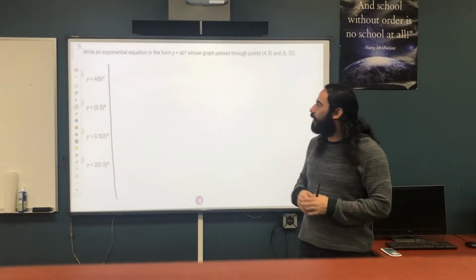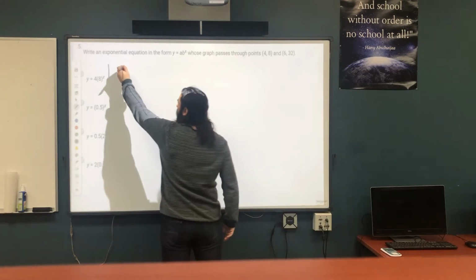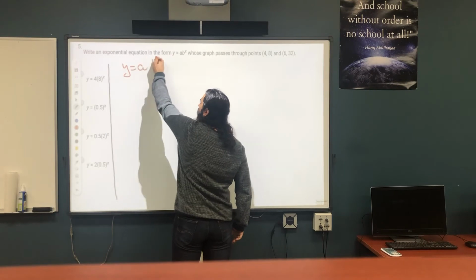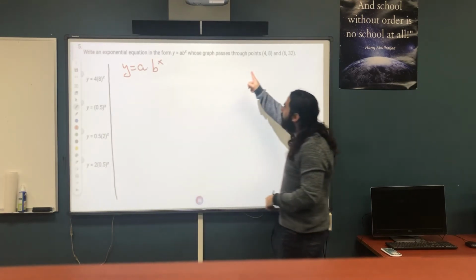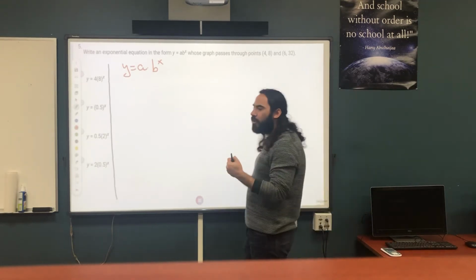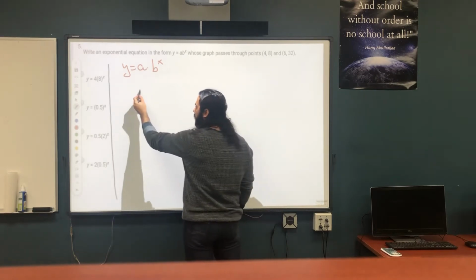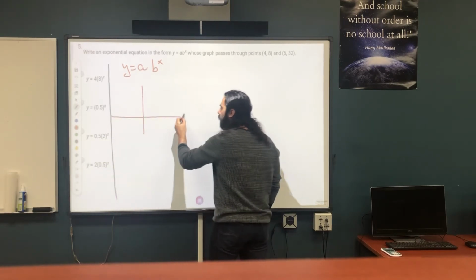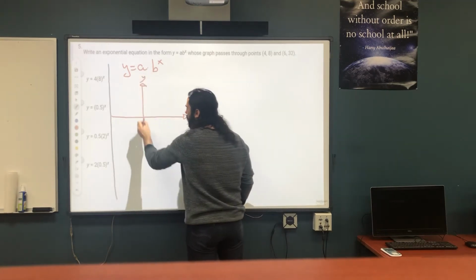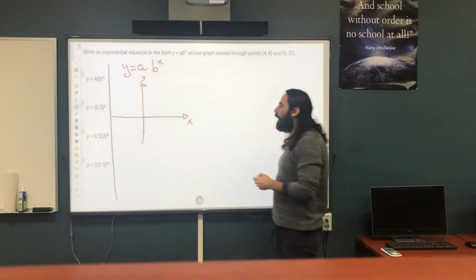So write an exponential equation in the form of y equals a times b to the power of x. This is the exponential equation, remember it. A times b to the power of x, whose graph passes through points (4, 8) and (6, 32). So first, we need to understand the question. What is the question? The question is, we have this graph, okay? This is the x-axis, and this is the y-axis. So in this case, we have (4, 8) and (6, 32).